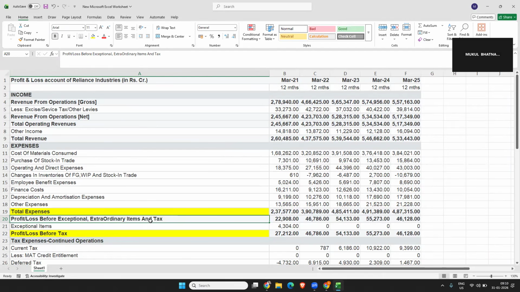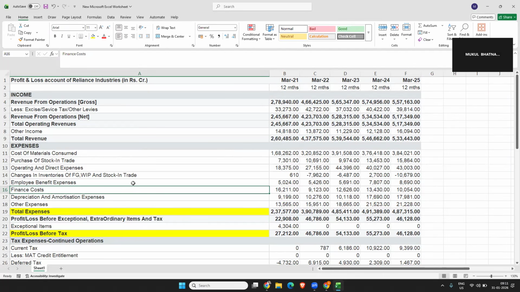What do I need? Earnings before interest and tax. What is EBIT? EBIT is earnings before interest and tax. So I need the profit before subtracting tax. I need the profit before subtracting interest. So is this the profit before subtracting tax? Yes, this is the profit before subtracting tax. That is 22908. But tell me, are interest subtracted from these earnings? Yes. Here you can see finance cost is written. So interest is already subtracted. Interest is already subtracted, but I need it before interest.